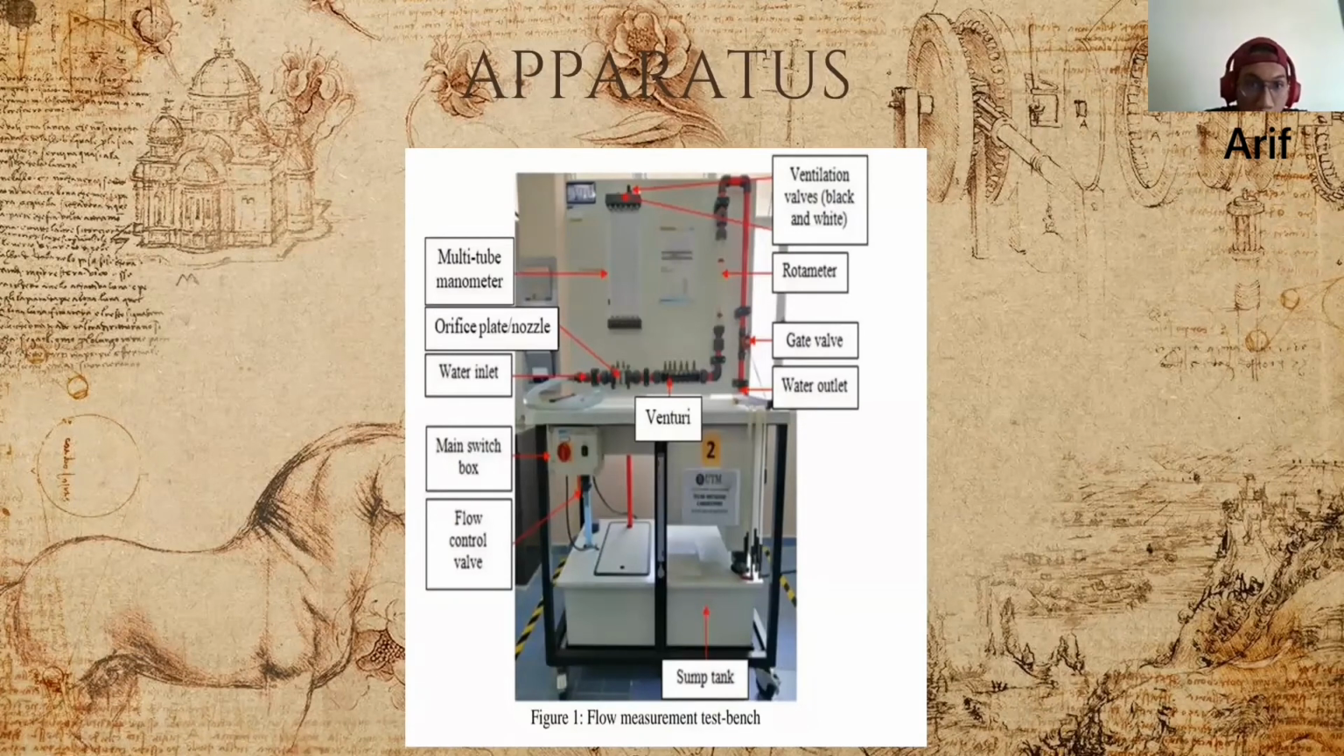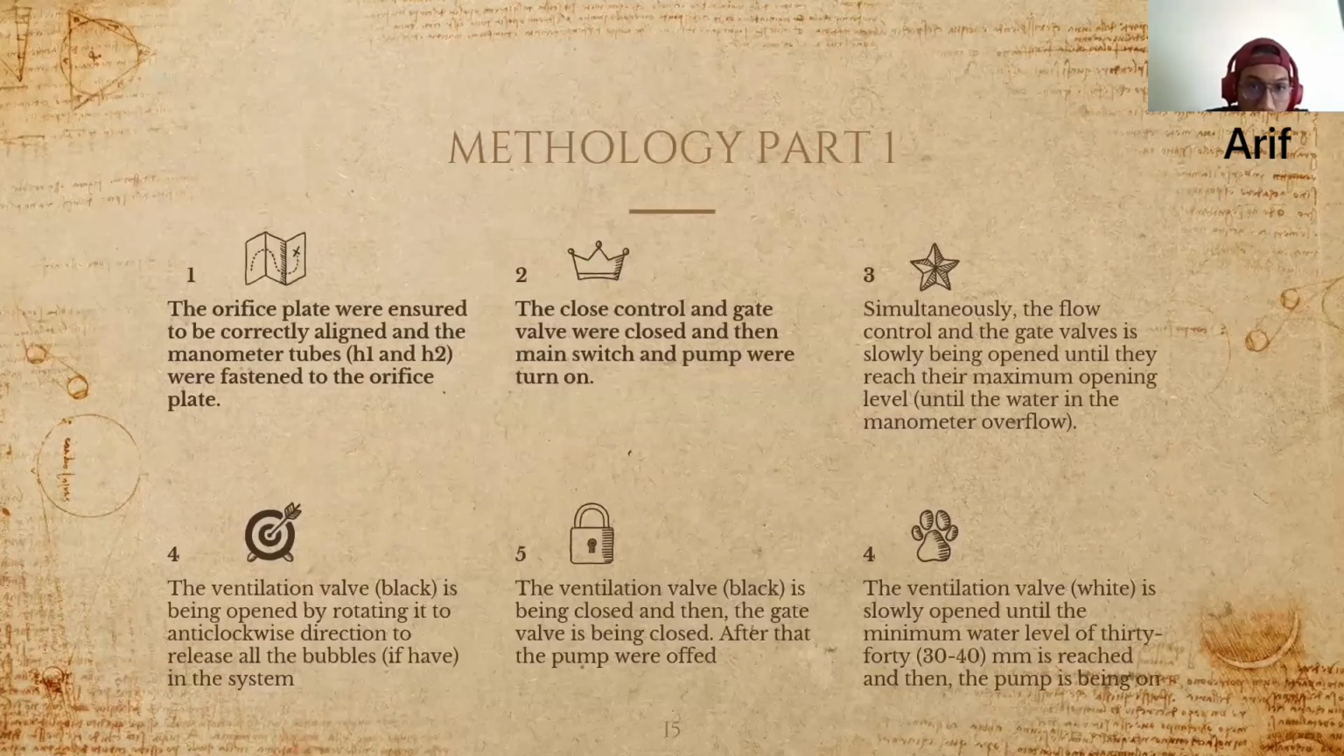Methodology part 1. First, the orifice plate was ensured to be correctly aligned and the manometer tubes H1 and H2 were fastened to the orifice plate. Second, the flow control and gate valve were closed and then the main switch and pump were turned on.